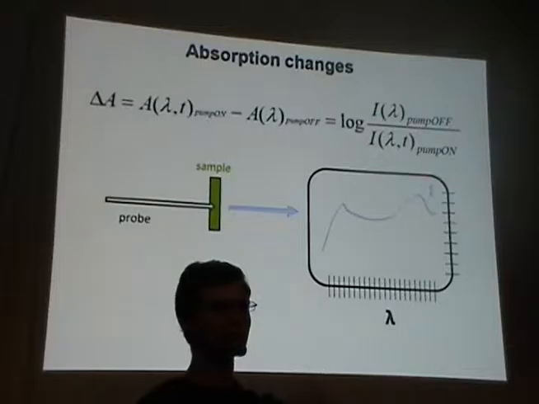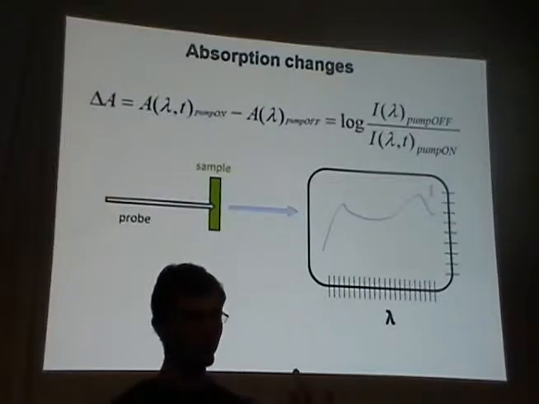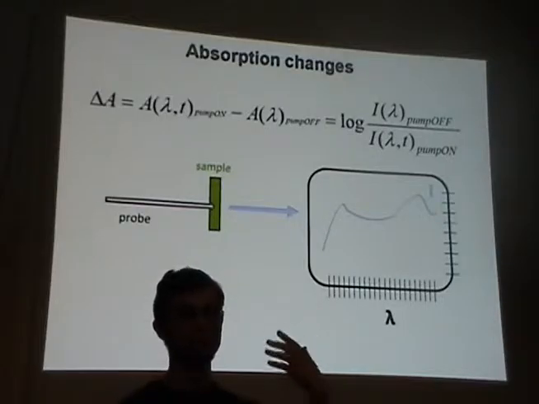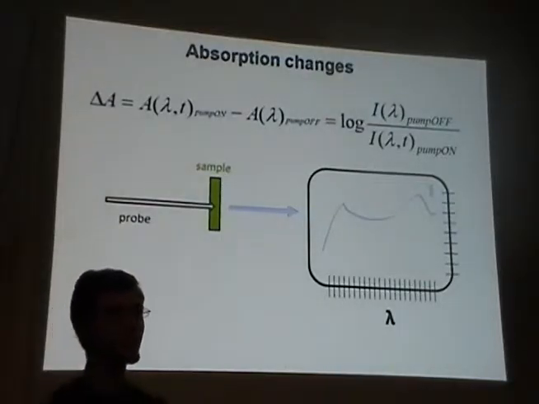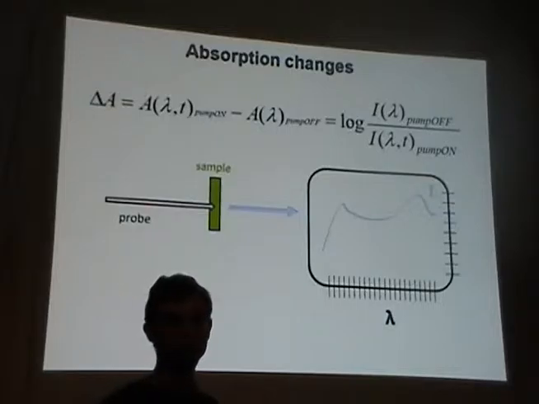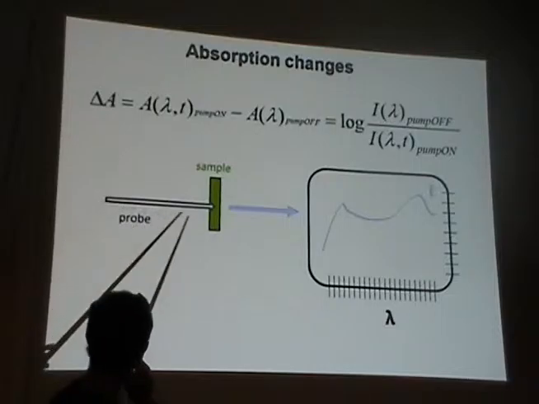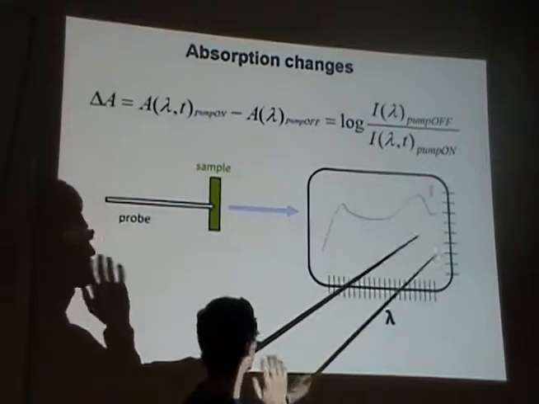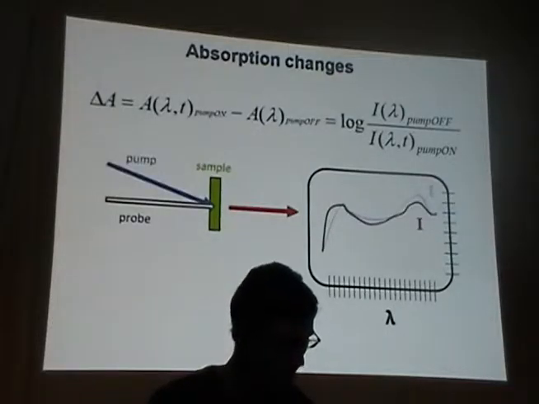So these are pulsed, or rather the pulses arrive at certain frequencies, repetition rates. By synchronizing the shutter, the chopper, together with the repetition rate, you can select every other pulse of the pump that will be chopped or that will go through to the sample. So in this case, you can alternatively get only pump on or pump off and measure the difference absorption.